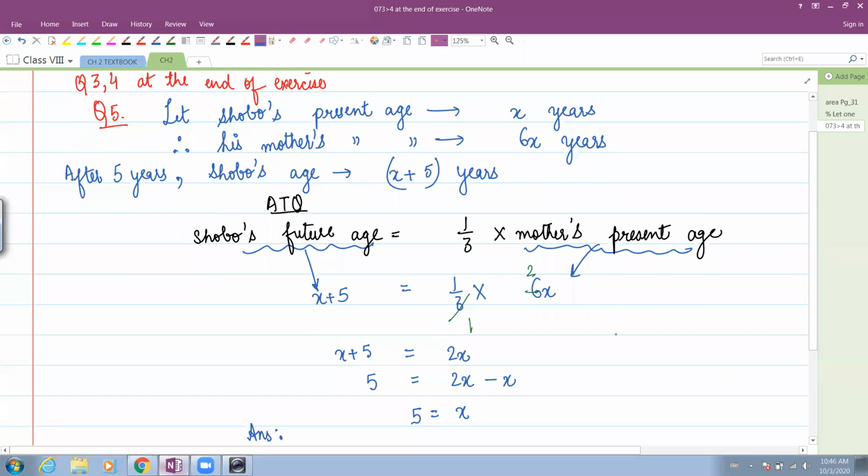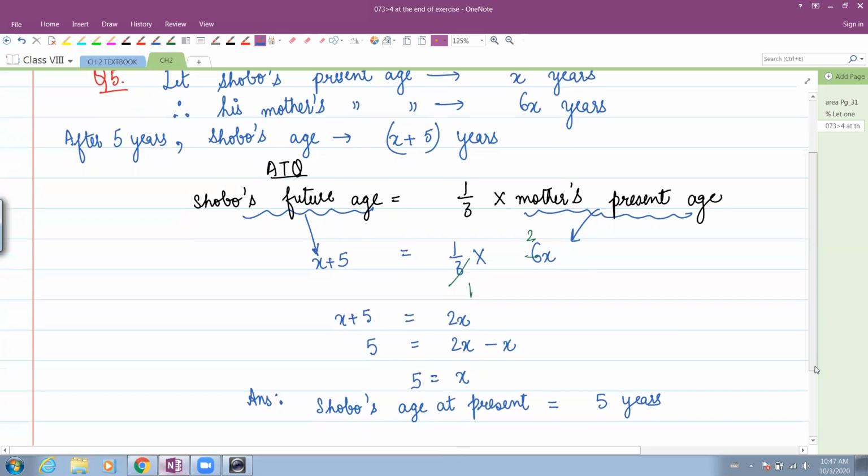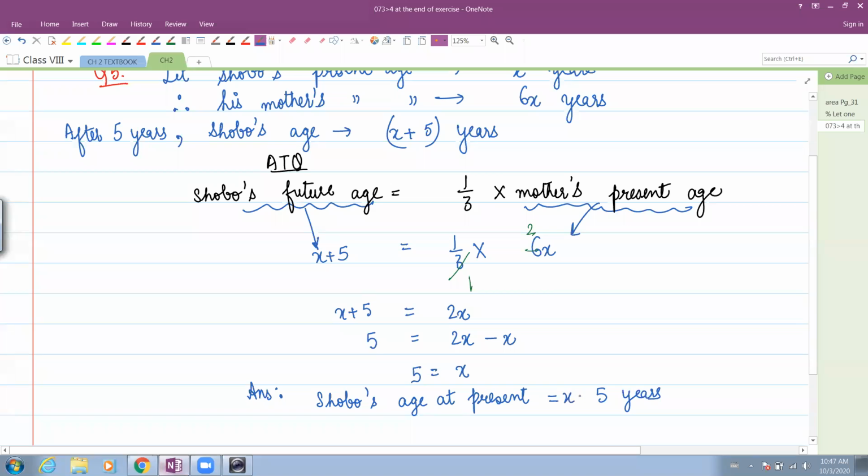And they want to know the ages of both the people, mother as well as Shobo. So let's give their ages. Because we represented Shobo's age by x, that's 5 years. And mother's age at present is 6x. The answer will be 30 years.